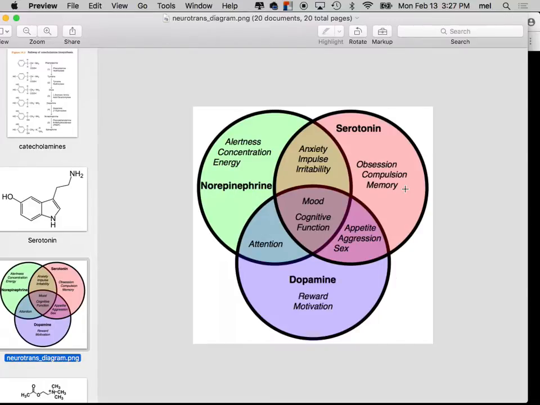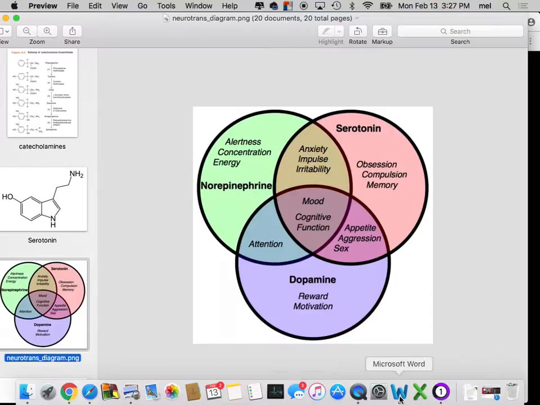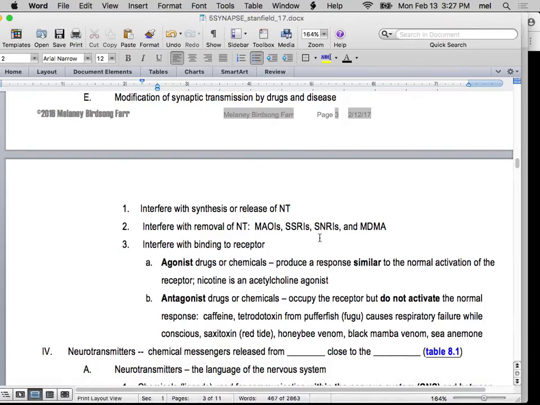SNRIs, and we'll talk about some SNRIs. Then you can also use MAOIs, monoamine oxidase inhibitors. Monoamine oxidase was that enzyme on the postsynaptic cell membrane that broke down norepinephrine and epinephrine. You could block that, and it would make you think that you had more norepinephrine, epinephrine, and dopamine. So that's another way of doing it.